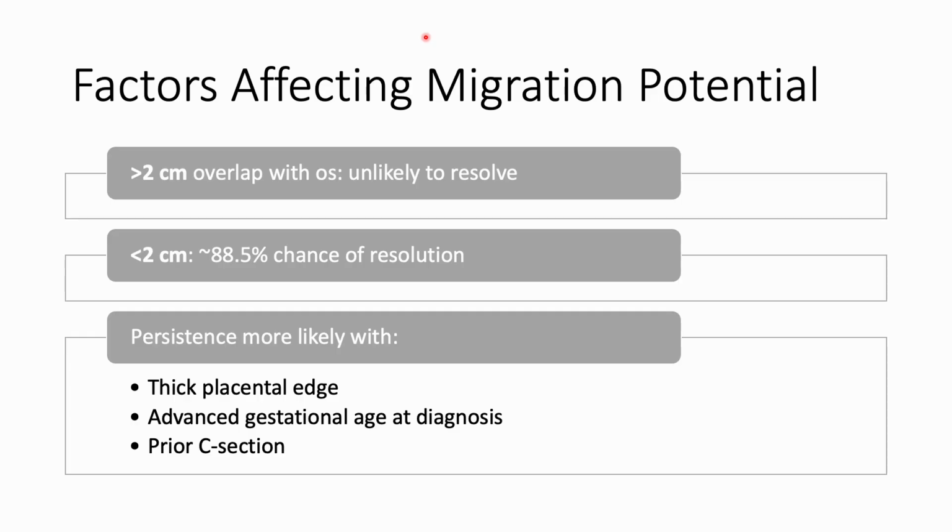there is an 88.5% chance of resolution. And also the factors that make it less likely to migrate up: a thick placental edge, a diagnosis that is already at advanced gestation and still not moving, or prior cesarean section. In these cases, it is more likely to persist as low-lying or placenta previa.